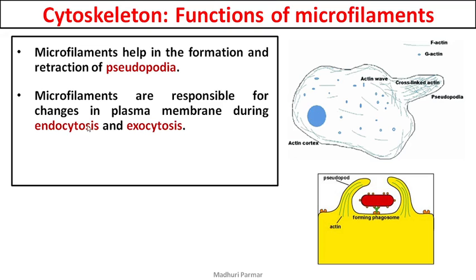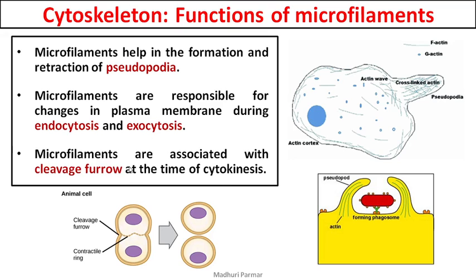Microfilaments are responsible for changes in the plasma membrane during endocytosis and exocytosis. Just as an example, you can see here there is a bacteria, and around it you are forming a pseudopodia to engulf it. This is phagocytosis again, but endocytosis and exocytosis are just the same. In these two processes also, you can see these green colored fibers are actually actin fibers. So microfilaments are important in membrane phenomena like endocytosis and exocytosis.